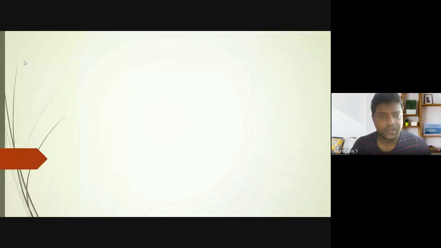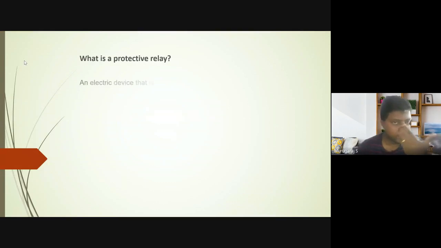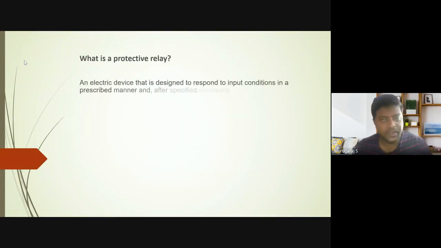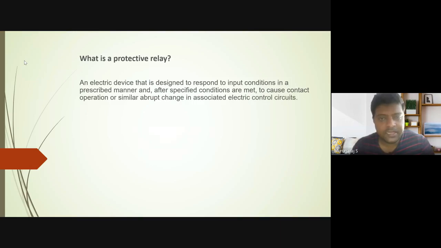Okay. So I'll go to the topic. What is a protection relay? It's an electrical device that is designed to respond to some input conditions, like in terms of some fault that has happened, to protect the human, to protect the machine. There has to be some protective relay.